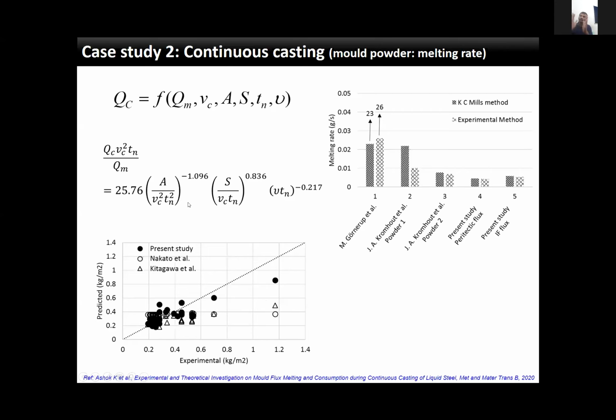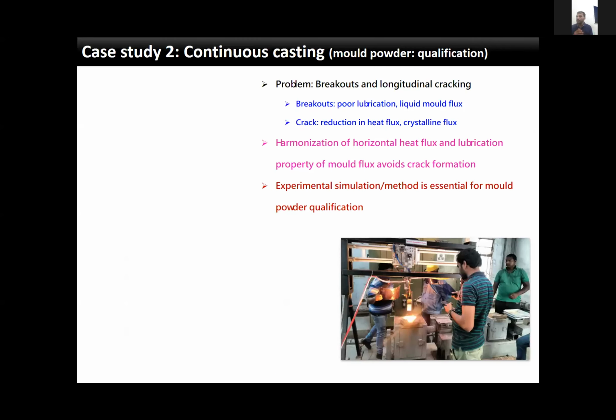So our equation has a better predictability than other researchers' equations for prediction of mold powder consumption. So this study altogether concludes for the purpose of mold powder designing with respect to mold powder melting rate and mold powder consumption rate in the caster using the actual plant casting parameters. Now let us come to the other part.